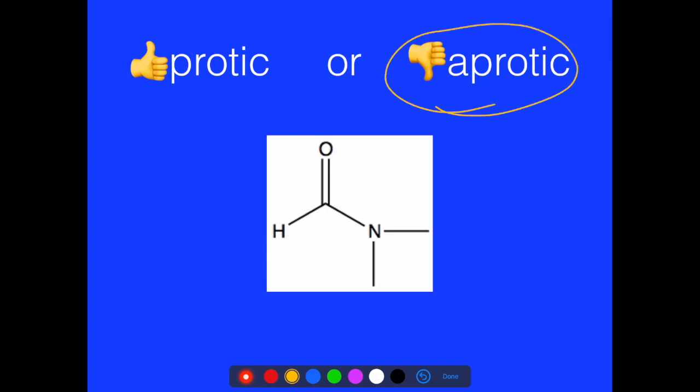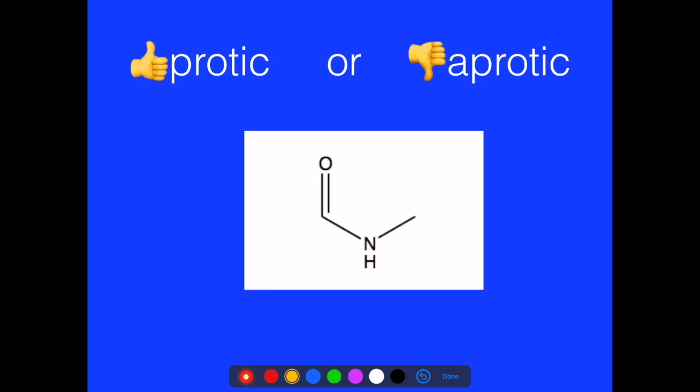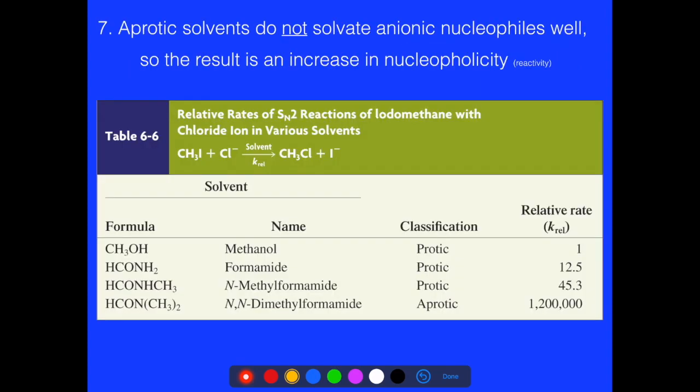Because this is the one that we just saw, dimethylformamide. It does not have a hydrogen that's attached to a nitrogen or an oxygen. Protic, right? We have this group right here, and that makes it protic. Protic again. We have this going on, so that can form a hydrogen bond. Aprotic here. Hydrogens are out here, but they're not attached to an oxygen or a nitrogen.